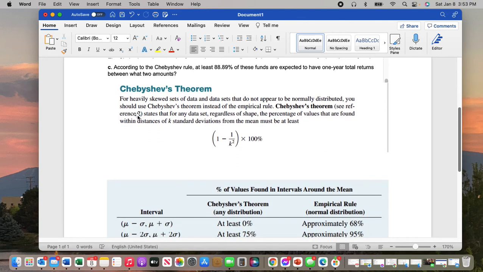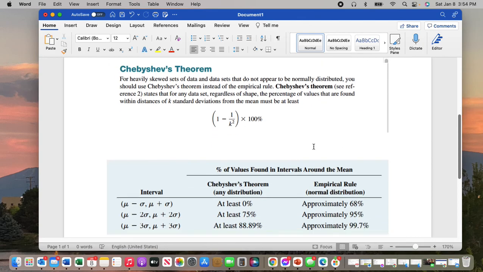Before we go any further, let's review Chebychev's theorem. It says, for a heavily skewed set of data and data that does not appear to be normally distributed. So whenever you can, you want to use the empirical rule, but when that does not apply, then you can use Chebychev's theorem. So basically, according to Chebychev's theorem, it states that for any data set, regardless of the shape, the percentage of values that are found within a distance of k standard deviations from the mean must be at least 1 minus 1 divided by k squared, times 100.